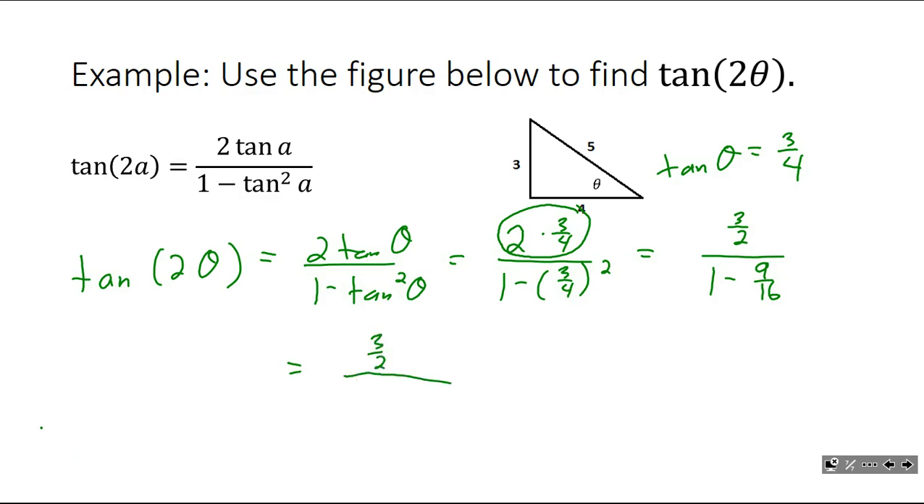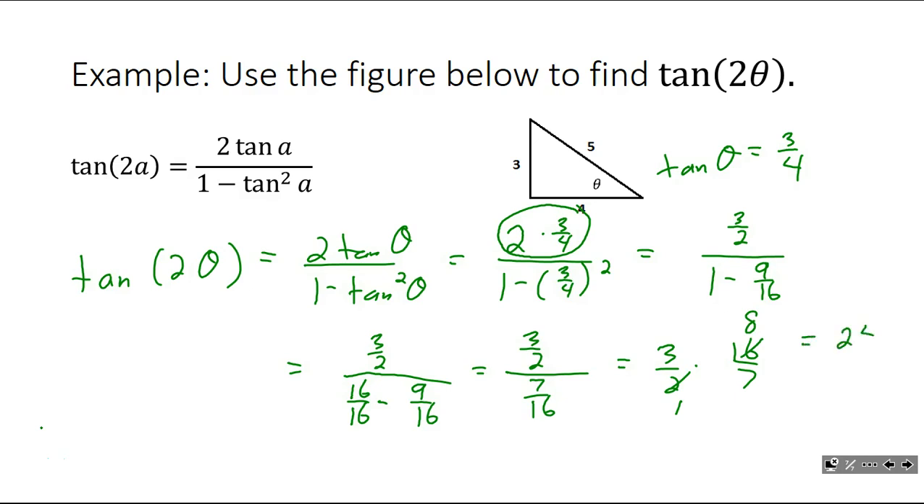Now based on the last example, you should know what I'll do in the denominator. I'm going to make 1 be 16/16. 16/16 minus 9/16 gives 7/16. And to finally finish it off, we will multiply by the reciprocal of the fraction in the denominator. We could cancel diagonally. 2 and 16 makes 1 and 8. And we will get 3 times 8 is 24 over 1 times 7 is 7.